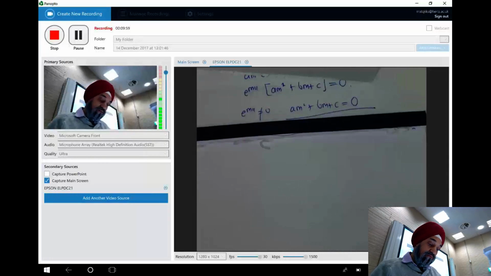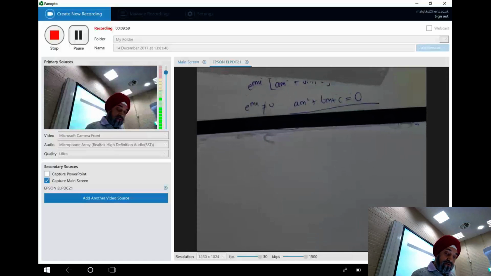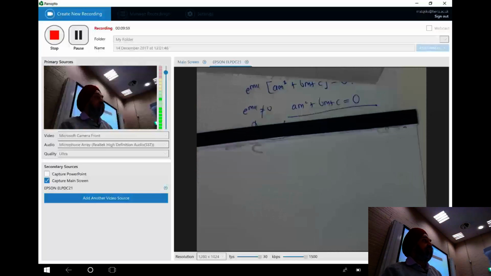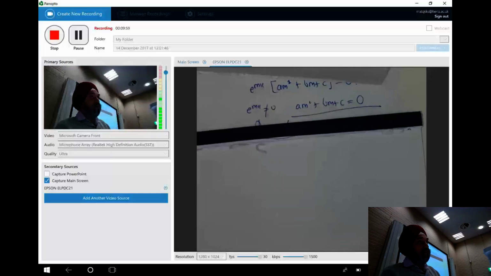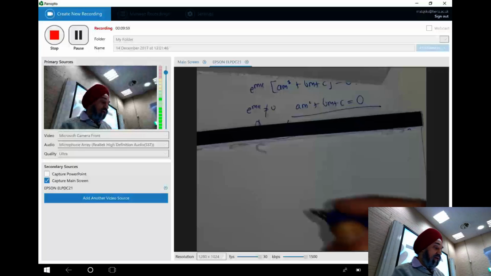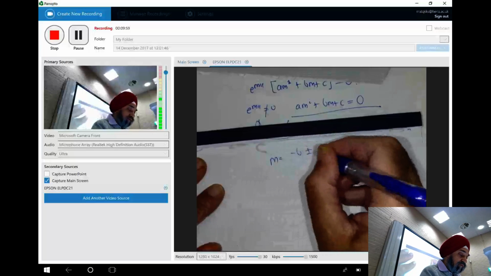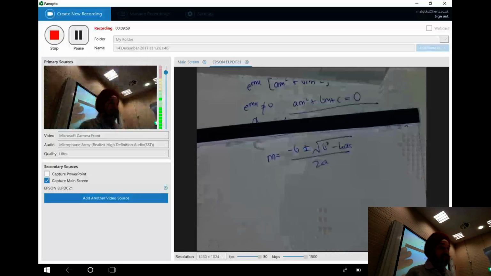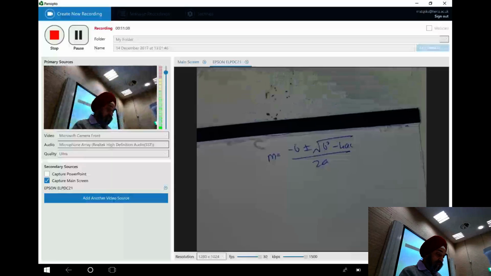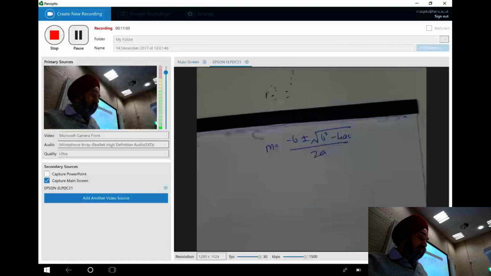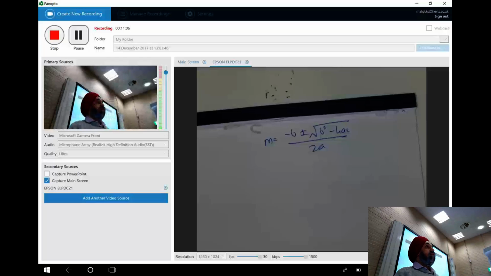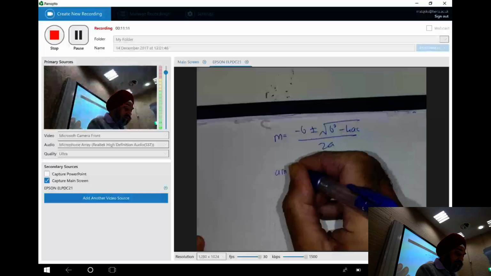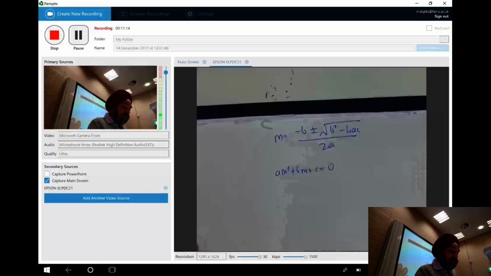What can you have? That's what we end up with. How do we solve that quadratic equation? Yeah, put it into the formula. We can write m is equal to minus b plus or minus the square root of b squared minus 4ac, all over 2a. Now, you have 3 different types of solution. What are the 3 different types of solution you can have to this quadratic, am squared plus bm plus c is equal to 0?